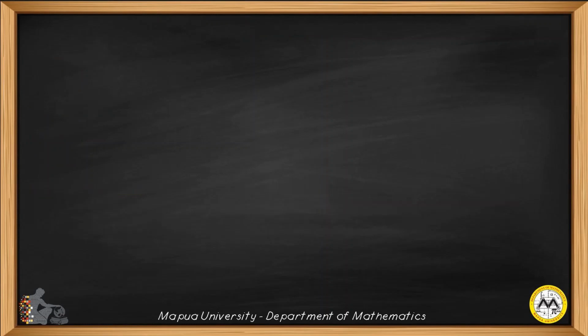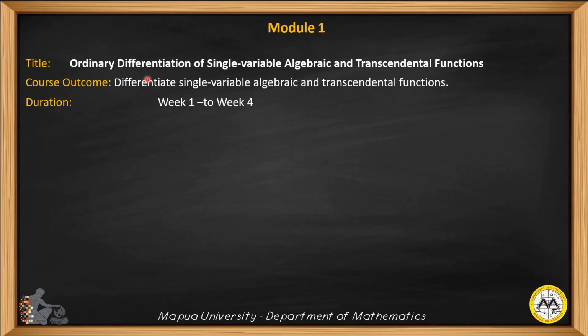Under the Mapua Modular Academics, this course is divided into 3 modules. Module 1 is on ordinary differentiation of single variable, algebraic, and transcendental functions. And the module course outcome is for you to be able to differentiate single variable, algebraic, and transcendental functions at the end of this module. This module covers 4 weeks, running from week 1 to week 4.